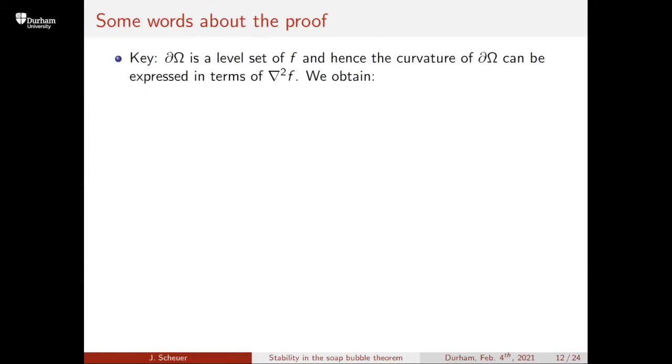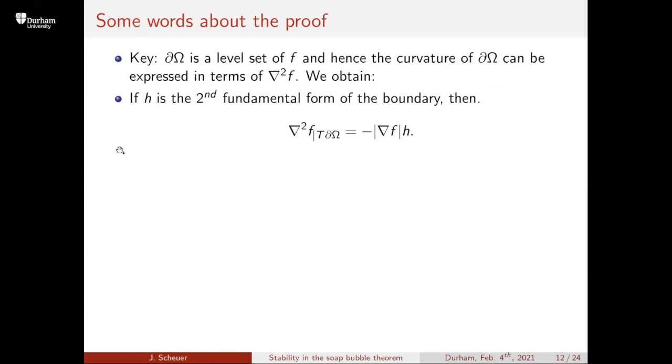Let me say some words about the proof. The key observation is that we can express the second derivative of F, the Hessian matrix of F, in terms of the second fundamental form of the hypersurface. There's a formula which you can easily calculate because the boundary is a level set of the function F. We can express the Hessian of F in tangent directions in terms of the second fundamental form of the boundary times the gradient of the function.